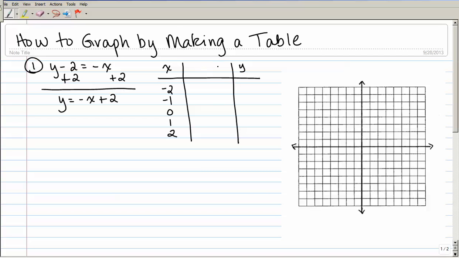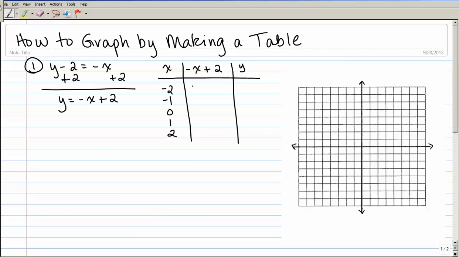And what goes in the center of this table is whatever y equals. So in this case, y equals negative x plus 2. That's what goes in the center of my table. And now I'm going to plug in each value of x. Now this is a little tricky because notice it says negative x.